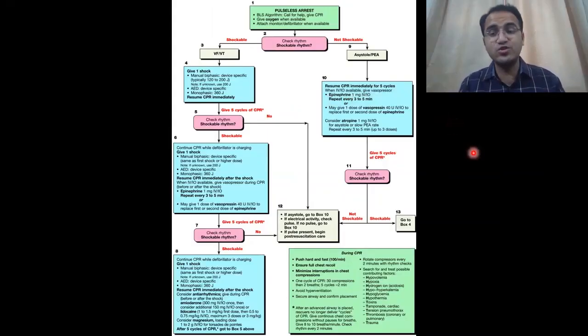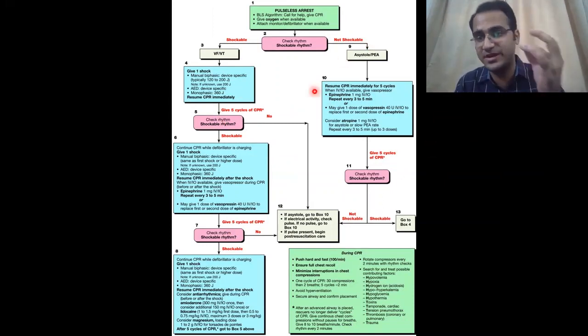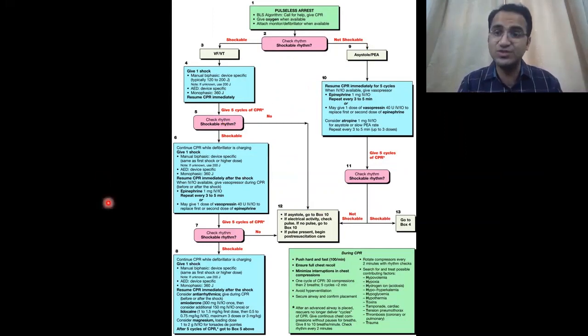This is a graph showing the cardiac arrest management in the emergency department. Do not get overwhelmed by the look of this chart. This chart is not as complex as it looks. I'll try to make it as easy for you, and by the end of this video, you will have mastered this chart at your fingertips. It's very easy. So just follow me.